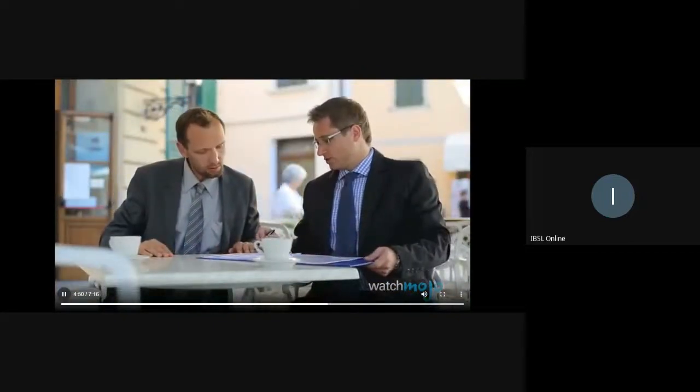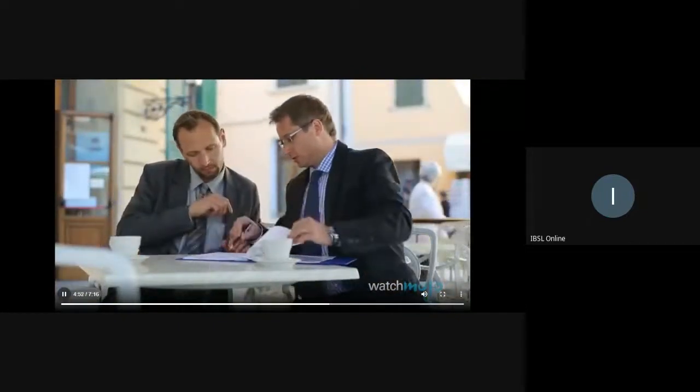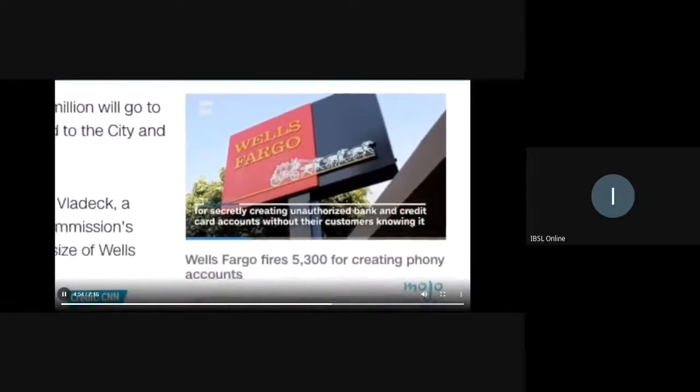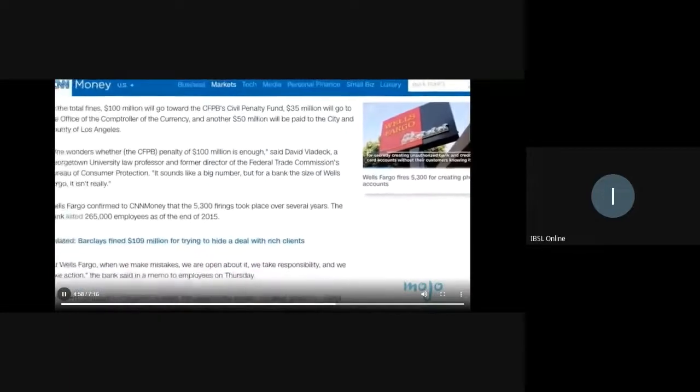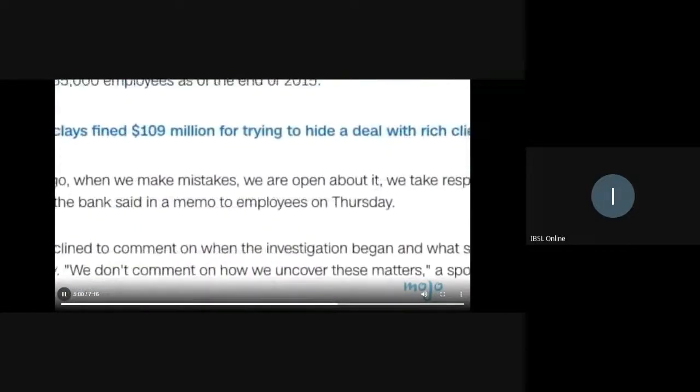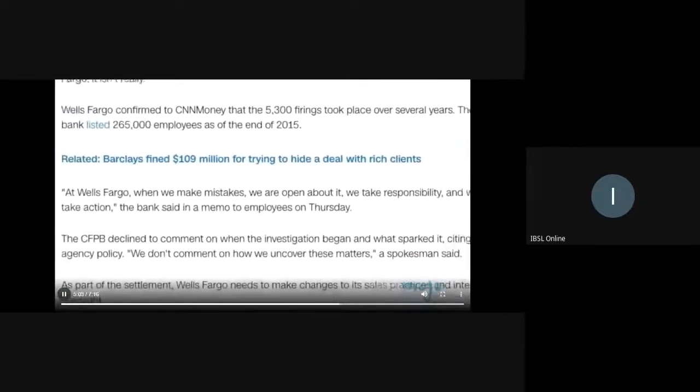And Wells Fargo has promised to assume greater control over and monitoring of customer service. In a memo sent to employees on September 8, 2016, the firm said when it makes mistakes, it is, quote, open about them, and also confirmed that it would, quote, take action.